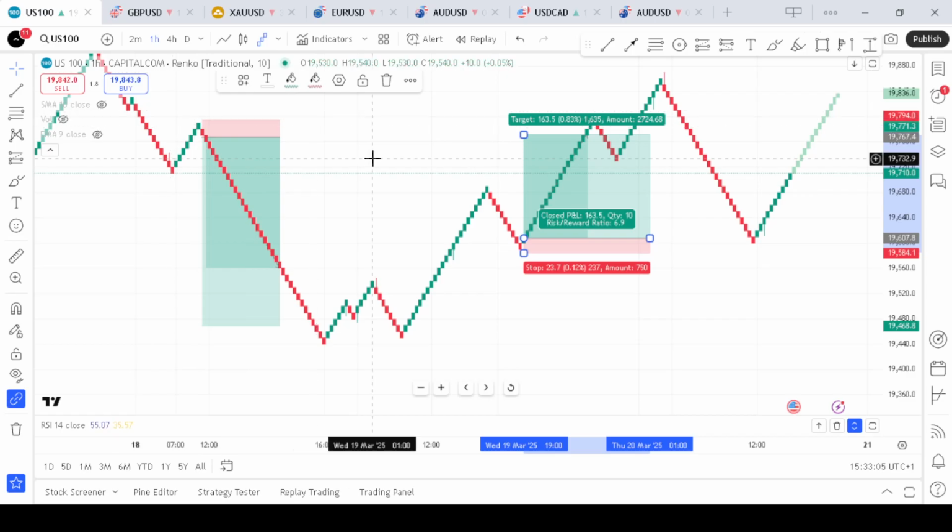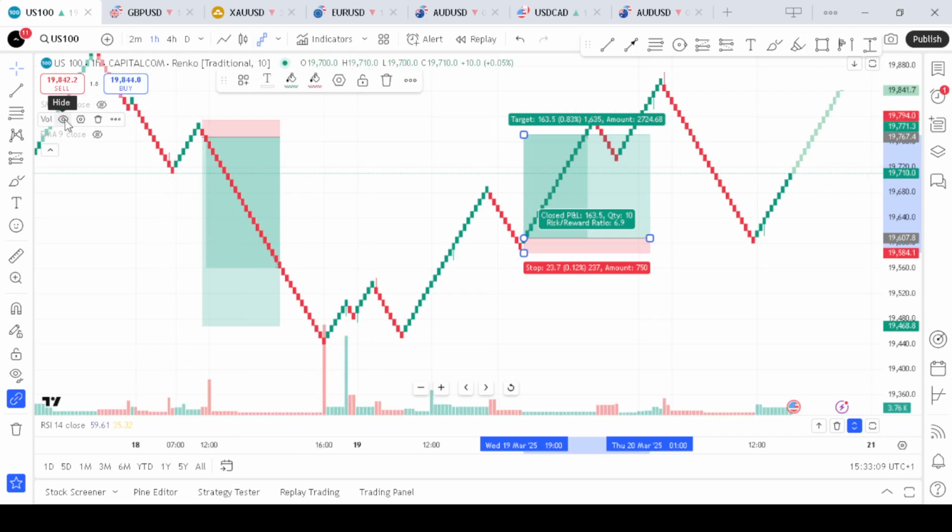Step 8 is to use the volume to confirm your entries. While Renko charts do not show volume directly, you can add a volume indicator below your Renko chart. You look for increasing volume as trends develop. When you notice increasing volume, like in this sell position, it further strengthens your bias and helps you identify an overall strong trend.